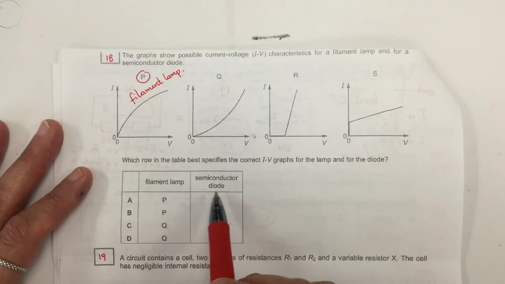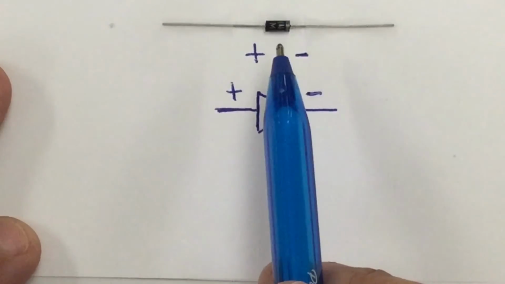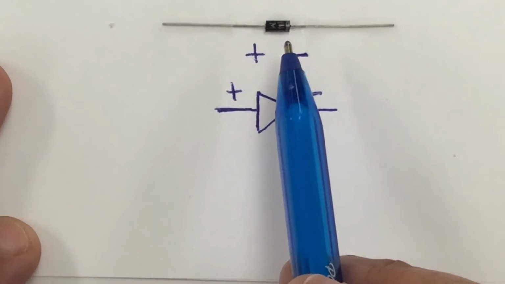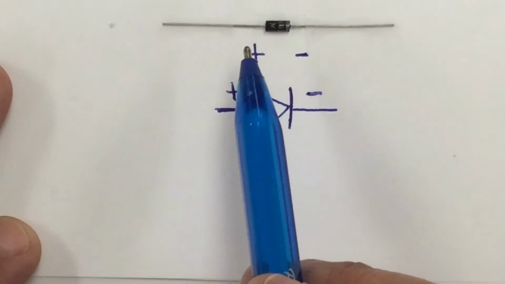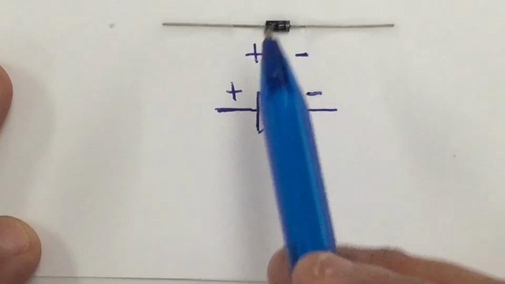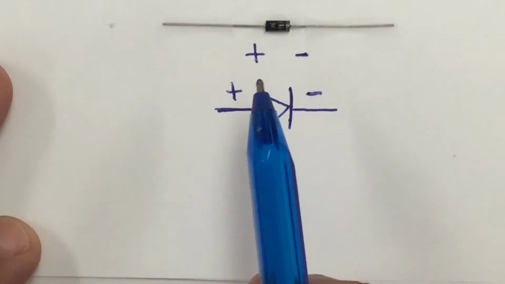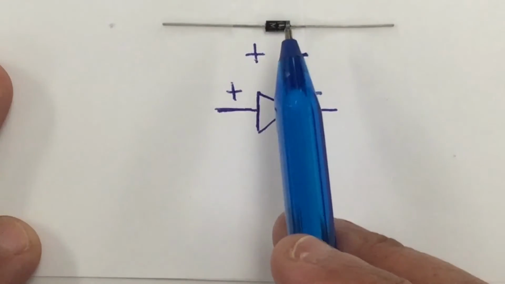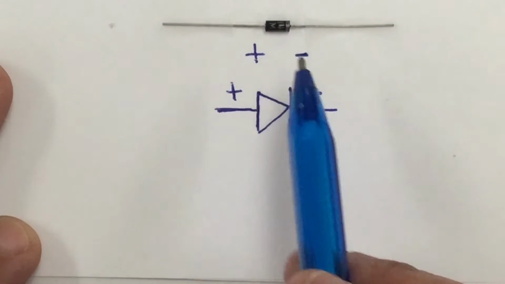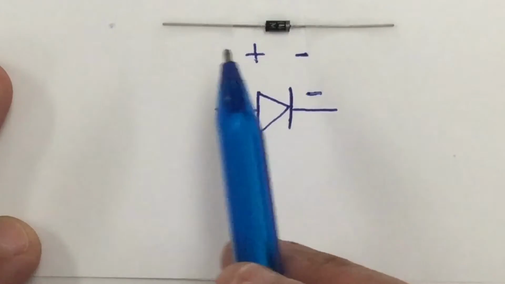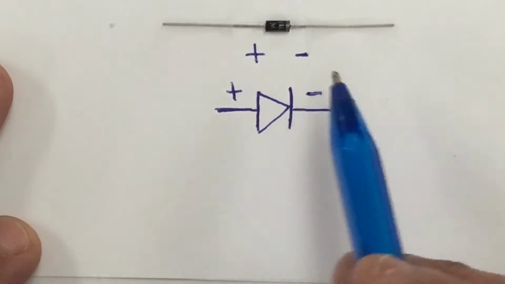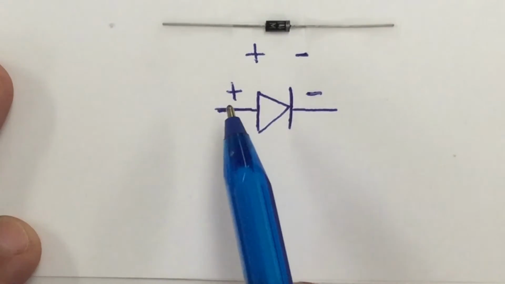Now let's take a look at the diode. A diode is polarized, which means that there is a specific side that needs to be connected to a circuit in order to allow the current to pass through. There is a mark here, very small and hard to see, and that is the negative side, and the other one is the positive. The symbol for a diode is like this, with this side negative and this side positive.